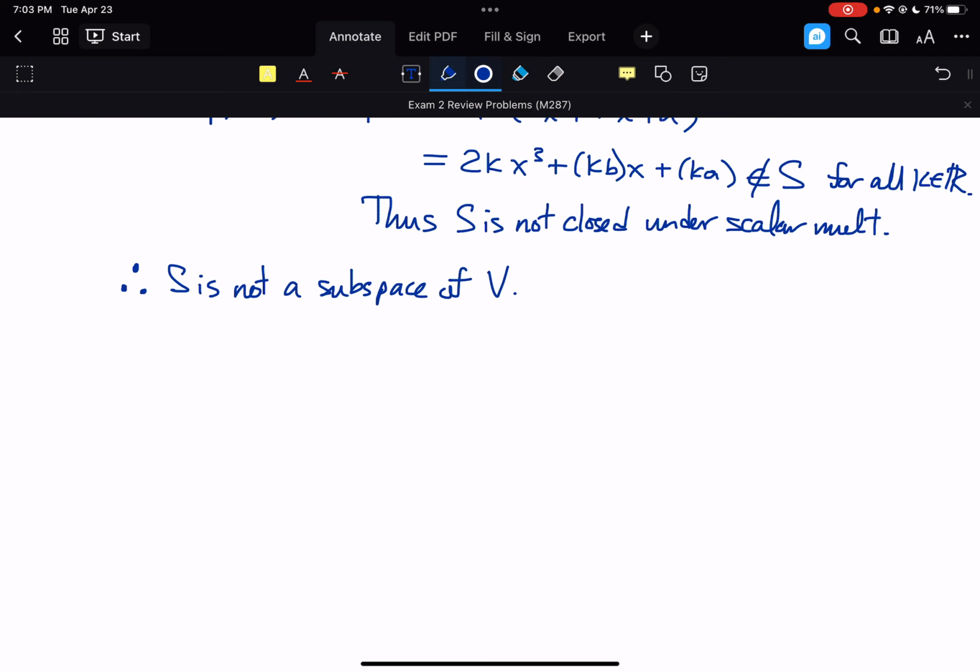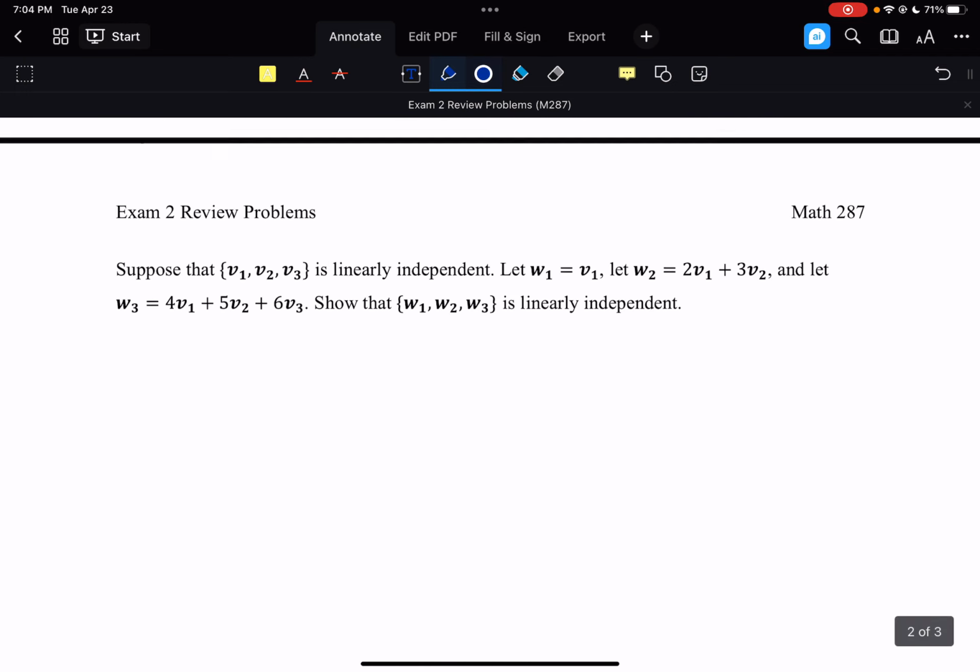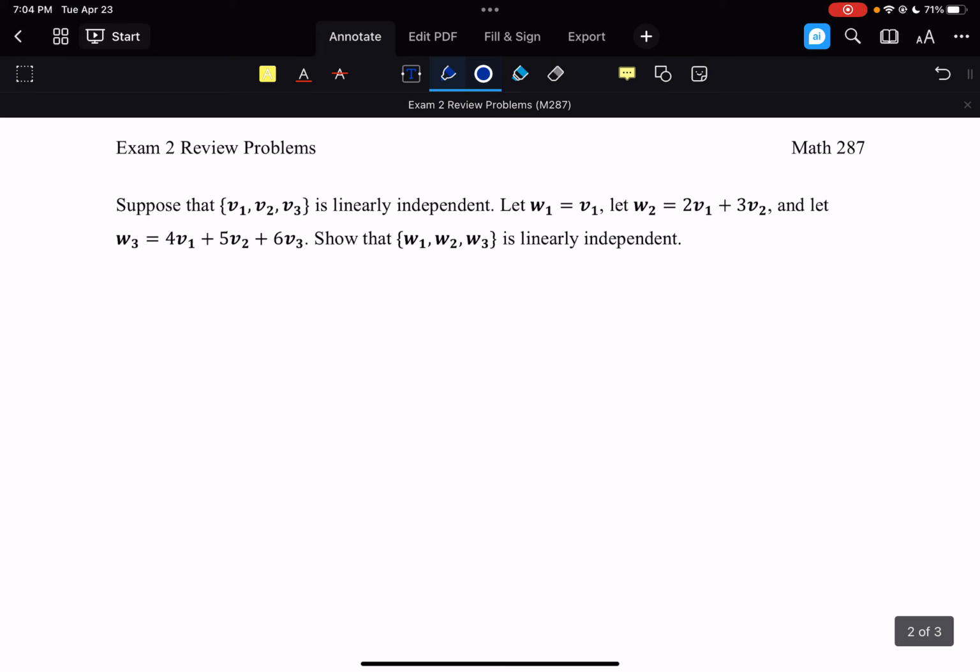Let's move on to the next example. So we're going to try our hand at a little bit of proof writing here. Suppose that the set v1, v2, v3 is linearly independent. Let w1 equal v1, w2 equal 2v1 plus 3v2, and let w3 be 4v1 plus 5v2 plus 6v3. Show that the set of w vectors, w1, w2, and w3, is also linearly independent.